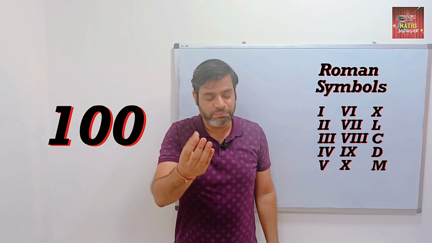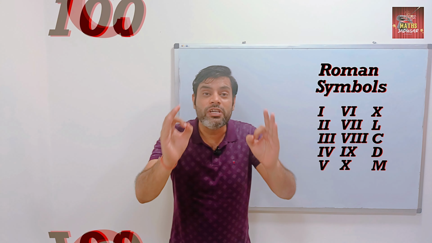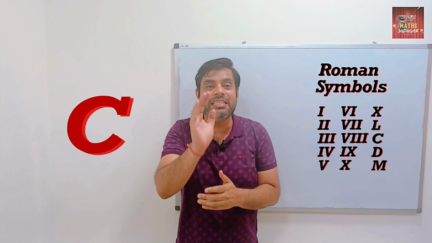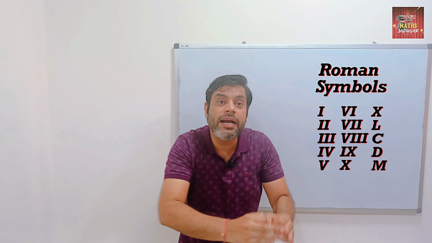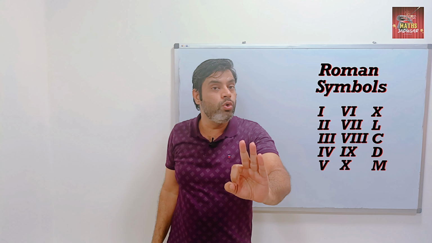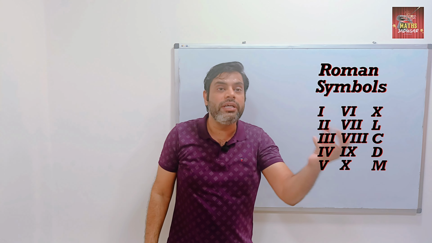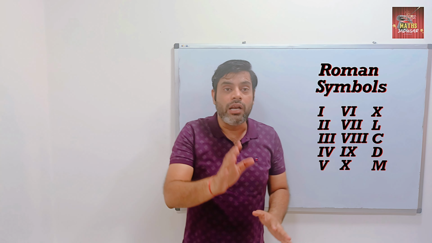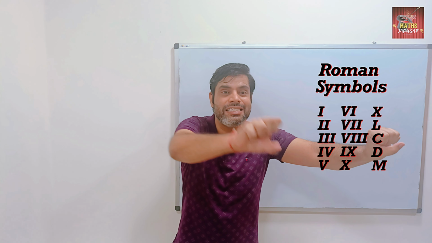Now 100. We discussed this new symbol, which is C, my dear friend. A new symbol. C is for 100. Now we will jump to 100 to 199. You already know till 99. In the same way, read the numbers in hundreds, tens and ones.